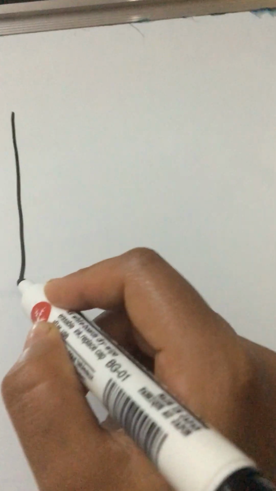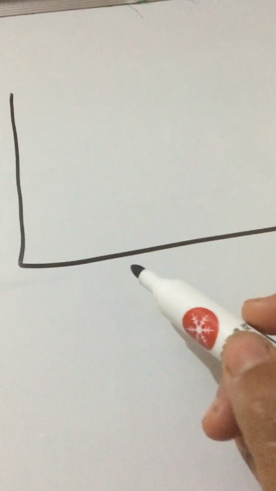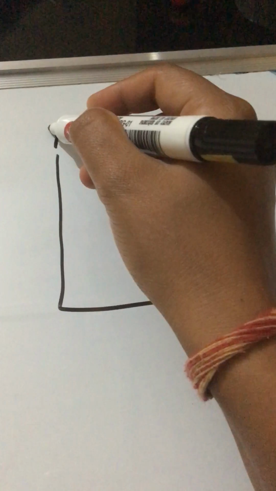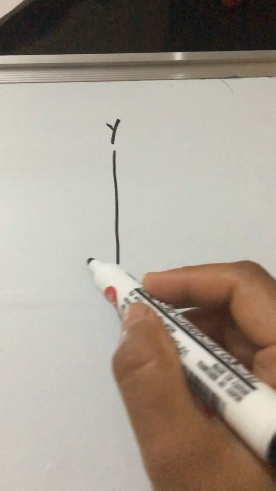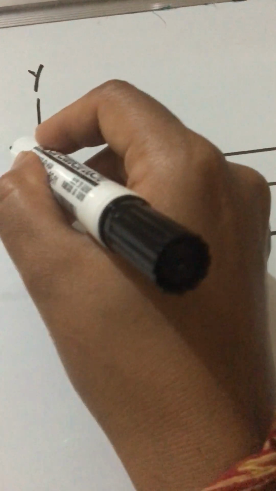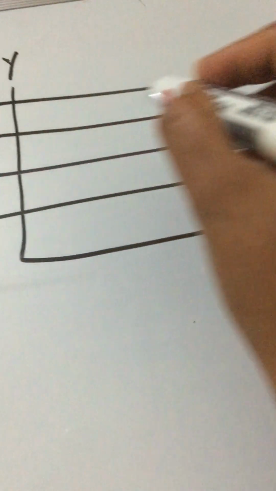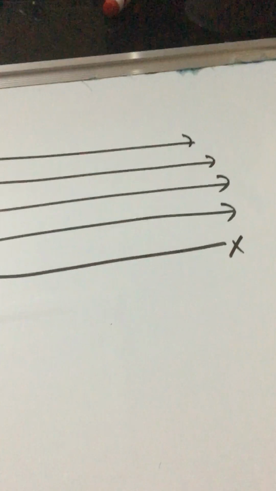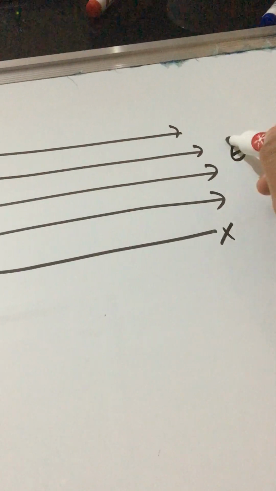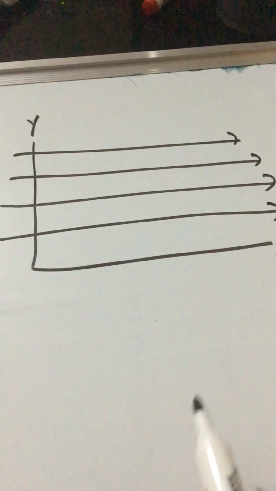Okay, we can make more questions based on electric flux. Say, for example, suppose this is an xy plane, and let's say the electric field is along the x-axis. Again, my consideration is parallel to the x-axis. Parallel electric field lines mean a uniform electric field.